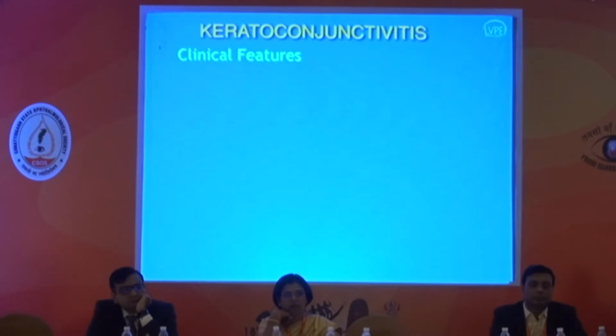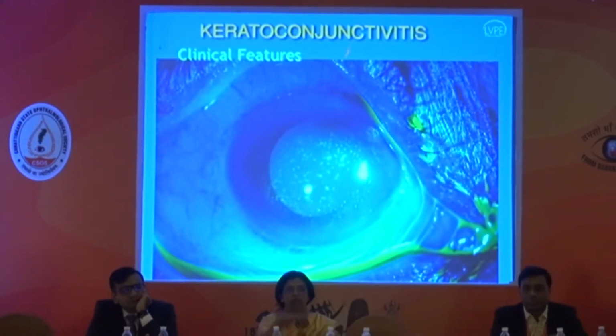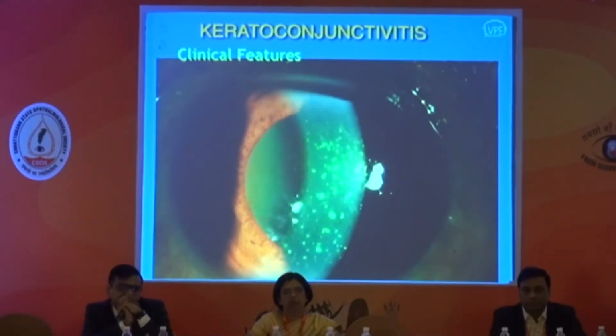So on fluorescein stain, you can notice that these are very coarse SPKs. So what's important is to try and differentiate these lesions from the fine SPKs that we see with adenoviral keratoconjunctivitis. And I'll come to those differentiation factors later.